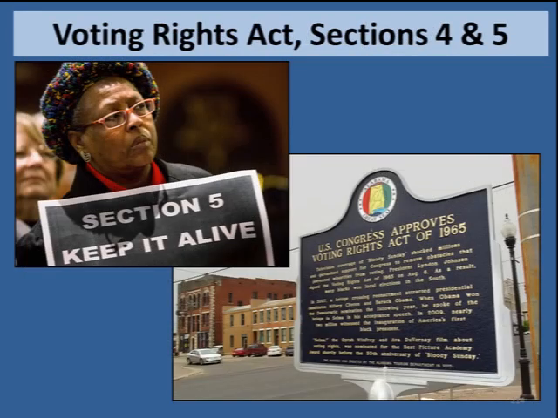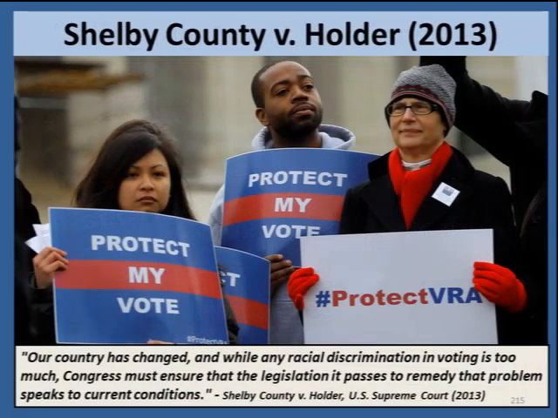Section 5 of the Voting Rights Act required 9 states, as well as political districts in additional states, to get federal approval before changing any voting rules. This need for approval was determined by a formula explained in Section 4 of the Act. In 2013, the Supreme Court declared Section 4 to be unconstitutional.